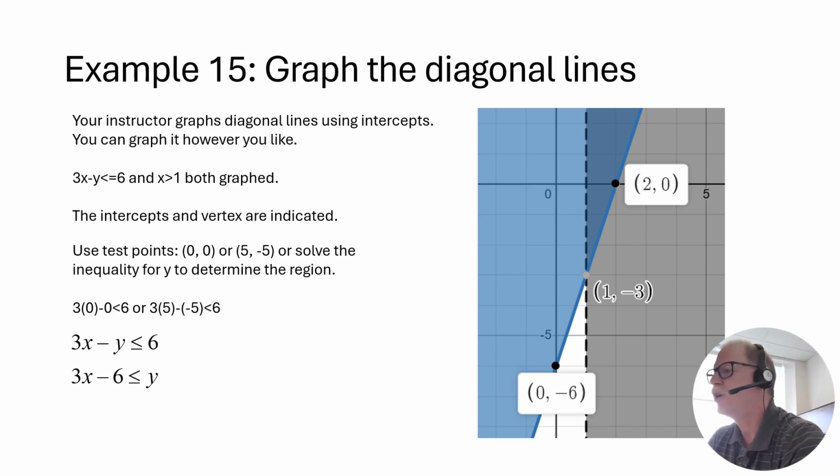And then determining where to shade the diagonal line. Again, I use test points, and I always try to pick something easy for me to do. If you can pick the origin, pick the origin. But then I picked something that was way off to the side, 5, -5, plugged it in, tested it out. And again, you could solve for it. And like I said before, if you got a negative y, add it rather than dealing with flipping that inequality and forgetting and making a mistake there.